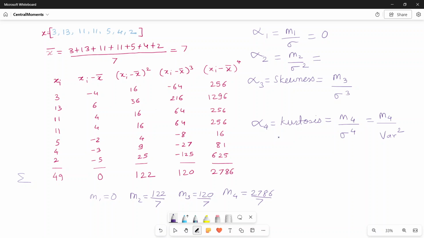So therefore, this will be equal to 1. M2 is variance, square root of M2 is standard deviation, right?